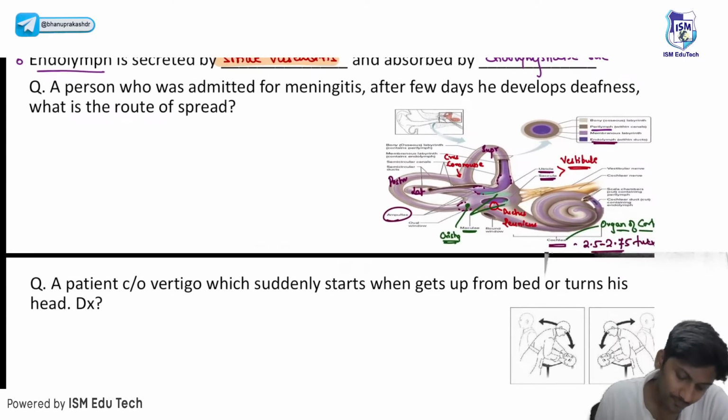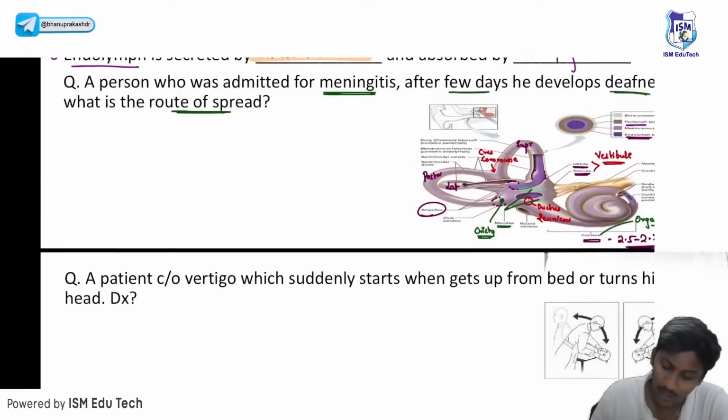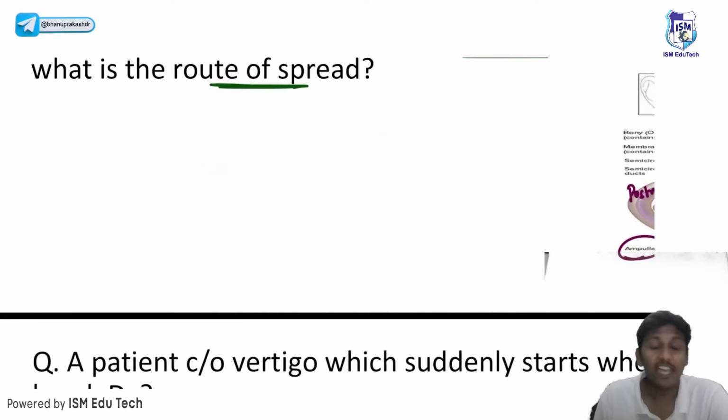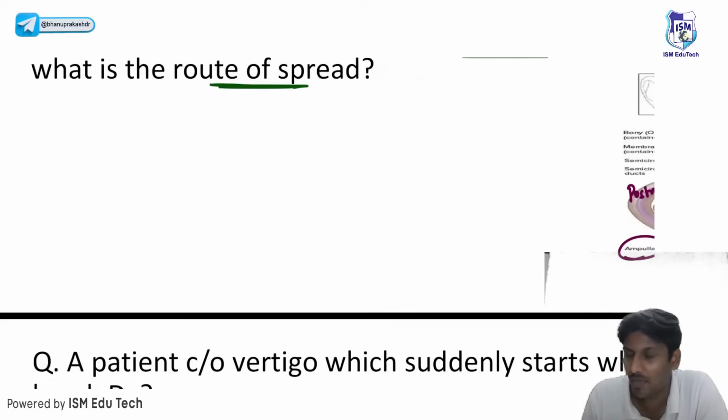Now here we have a person who was admitted for meningitis. After a few days he develops deafness. What is the route of spread? Yes, all of you are right, some of you have answered it. Please remember, we have spoken about one fluid, the endolymph, which is present inside the membranous inner ear. The inner ear is also known as the labyrinth, so it is present inside the membranous labyrinth. It is produced by the stria vascularis and absorbed by the endolymphatic sac.